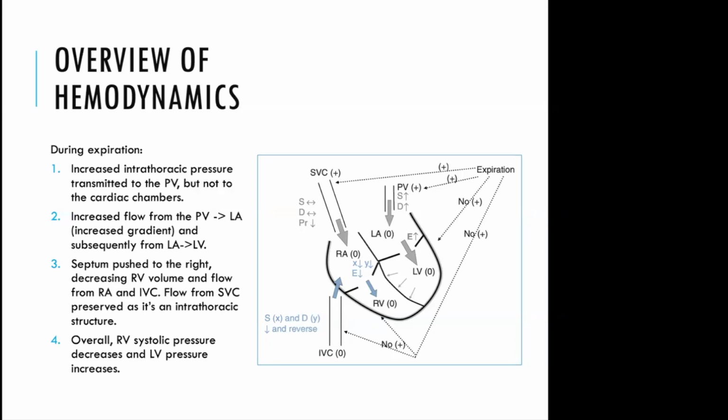This increased filling of the left side then pushes the septum to the right, decreasing right ventricular volume and flow. And flow from the SVC, however, is preserved as, again, it's an intrathoracic structure that sees this increased pressure during expiration. Overall, right ventricular systolic pressures during expiration are decreased and left ventricular pressures are increased.